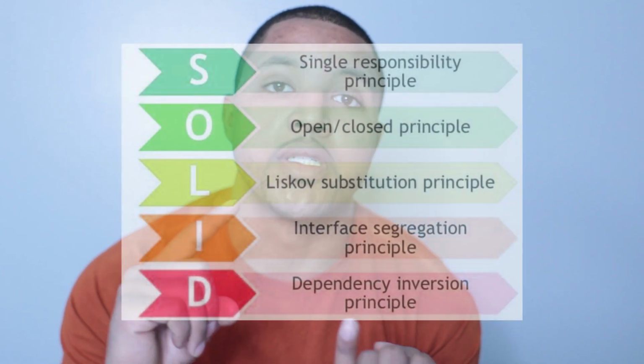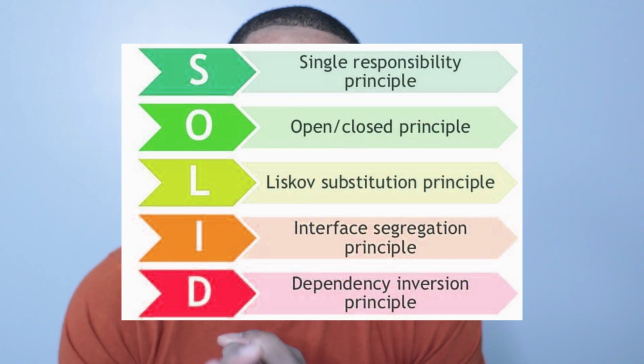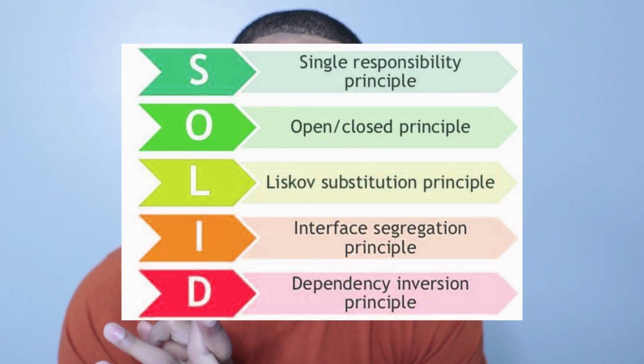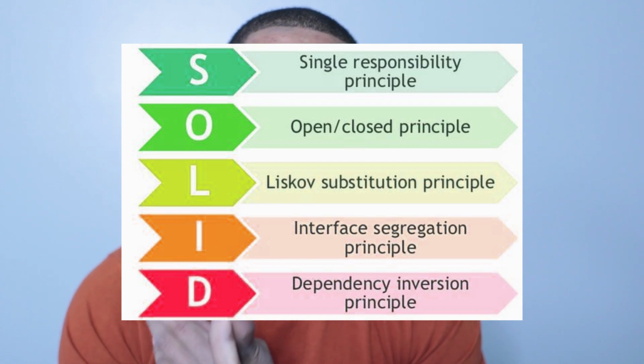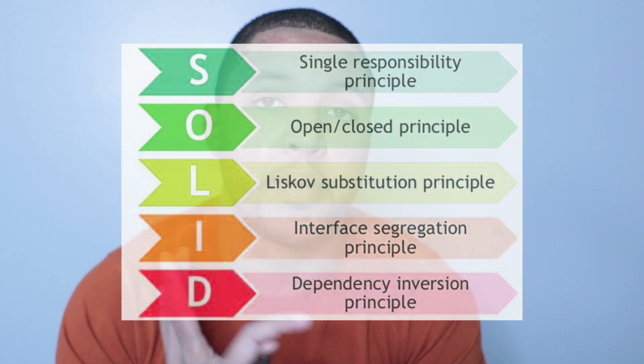So what is SOLID? SOLID stands for single responsibility principle, open close principle, Liskov substitution principle, interface segregation principle, and dependency inversion principle. I'm just gonna give you guys a quick overview in my own words of what the SOLID principles actually are, what they mean, and then you guys can take that and go do some more research on your own and get a deeper understanding of each principle itself.